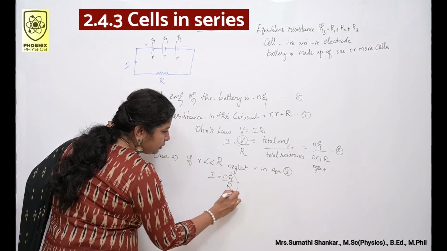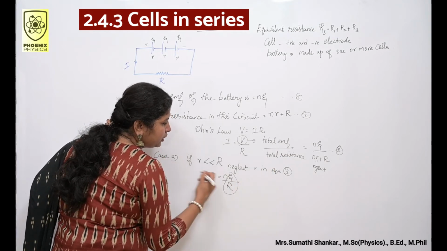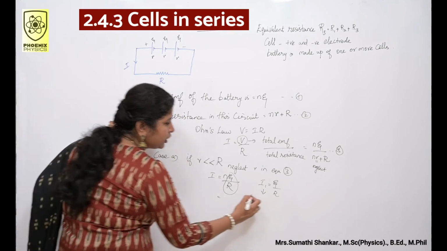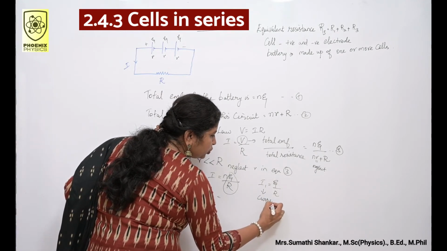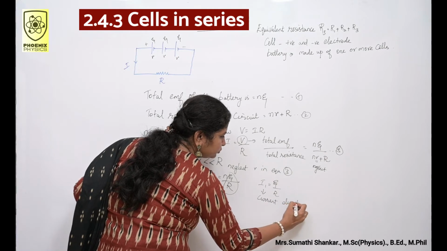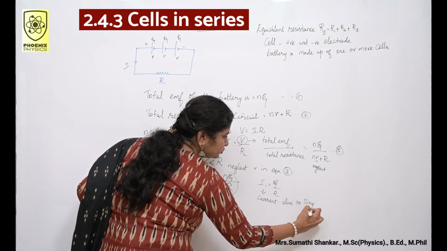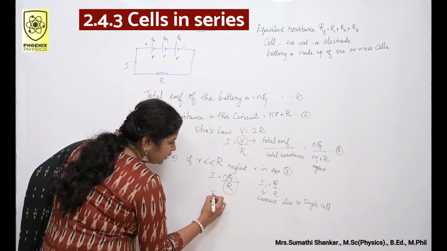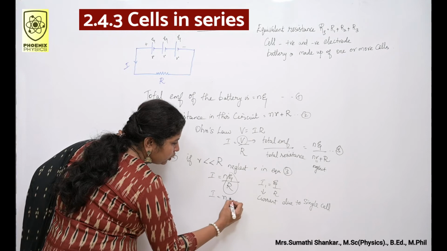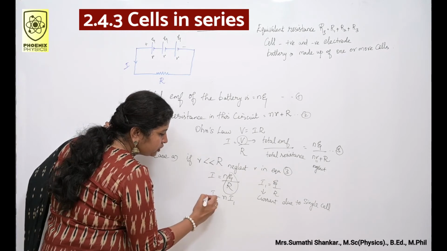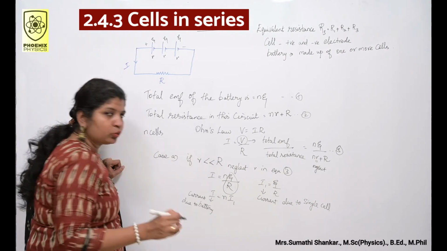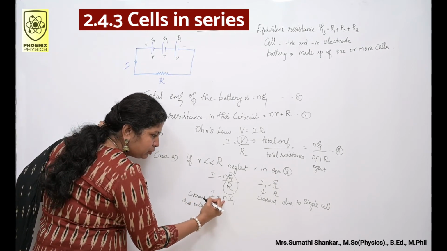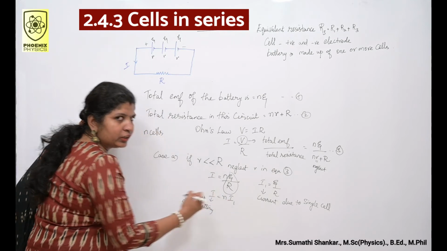What is this Xi by R? Xi by R is nothing but I1. What is this I1? I1 is the current due to a single cell. Substitute here. So I is equal to n into I1. And what is this I? Current due to the battery. So what is your conclusion? Current due to the battery is n times the current due to the single cell.